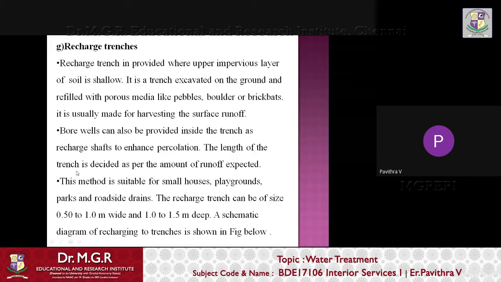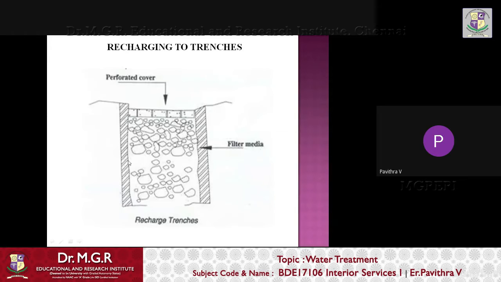So the length of the trench. The trench is nothing but a pit we are going to dig. It will have a filter medium, and the top surface is covered by a perforated cover. The procedure is the same for everything.